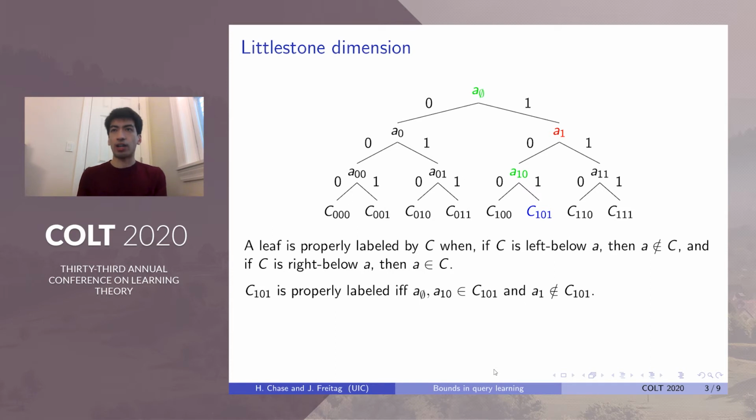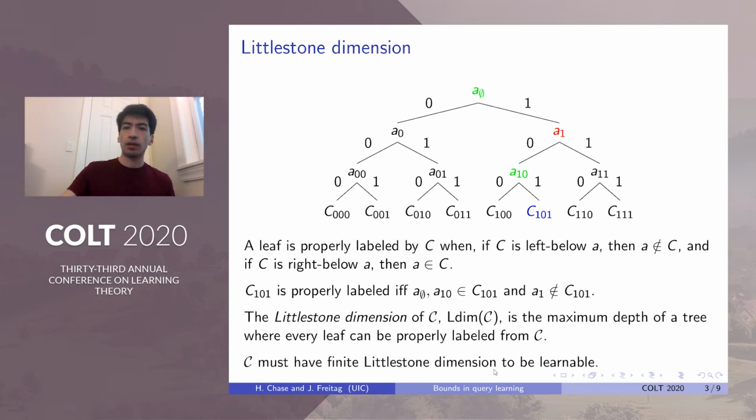If we're below and to the right of an element, then everything below and to the right should contain that element. Everything below and to the left should not. So anything below and to the right of an empty set should contain the empty set. Anything below and to the left should omit the empty set. So here C101 will be properly labeled if it contains the empty set and A10, but omits A1, with no condition on any of the other elements appearing in the nodes. The Littlestone dimension of a class is the maximum depth of a tree where every leaf can be properly labeled from C.